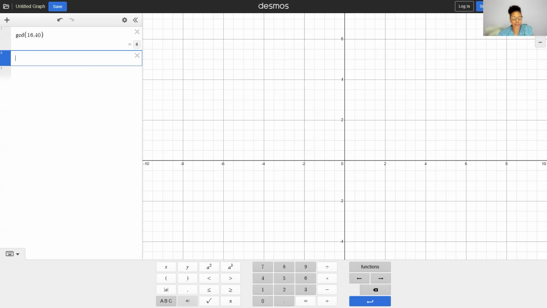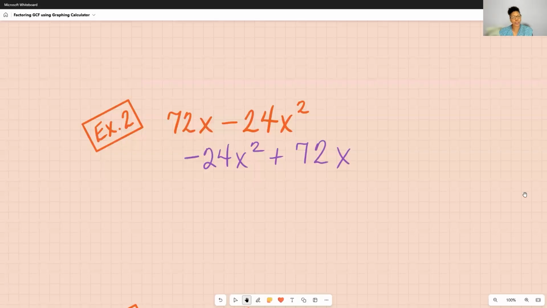You can just type in GCD, but make sure you put your parentheses, because otherwise you see where it's showing you that there's an error here, and it tells you to try using parentheses. So go ahead and put your parentheses and now type in 24 and 72 separated by a comma, and it's going to tell you what your GCF is. So I'm going to go ahead and factor this for you and show you what it will look like.